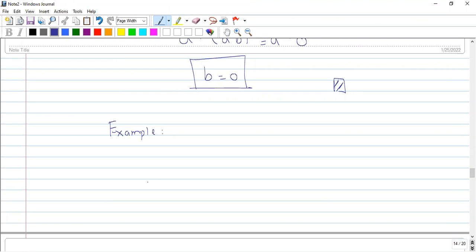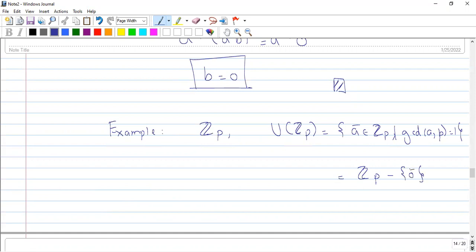We know Z_p. I will show you the proof: the units in Z_p are the non-zero elements whose GCD with p is equal to 1. And you know that everything less than a prime is relatively prime to it. So actually the set of units is equal to Z_p minus 0; all the non-zero elements come in. It is equal to Z_p minus 0.